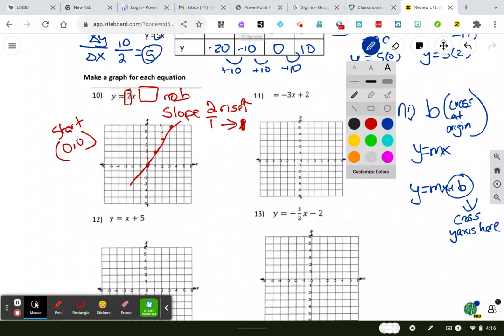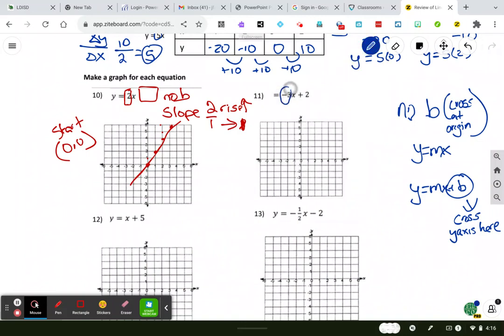All right, let's look at this next one. This next equation right here has a negative. It's a negative 3. So my slope is going to be negative 3 over 1. So that means I'm going to sink by 3, so I'm going to go down by 3, and I'm going to swim by 1. And then my b is where I start. Well, my b is a positive 2. So I'm going to start at positive 2.